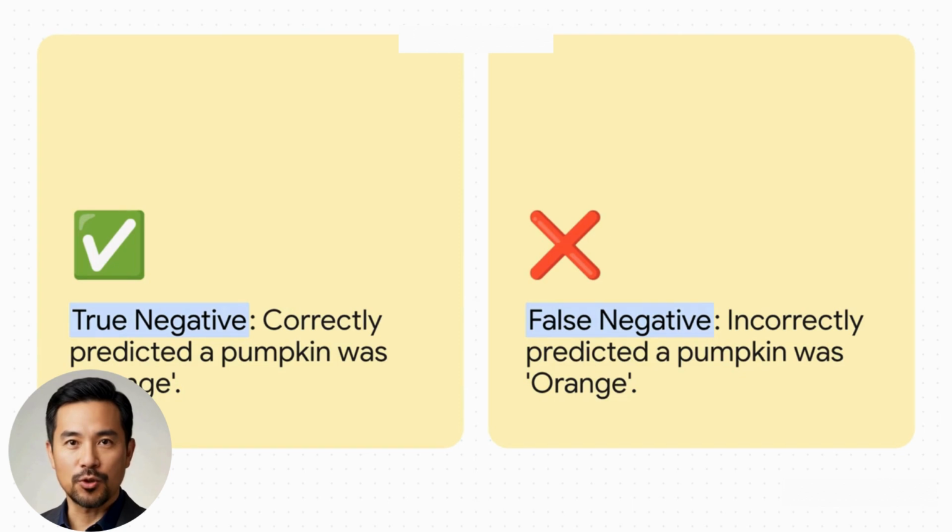But the most important type of error is when the pumpkin was actually white and our model missed it and called it orange. That's a false negative.